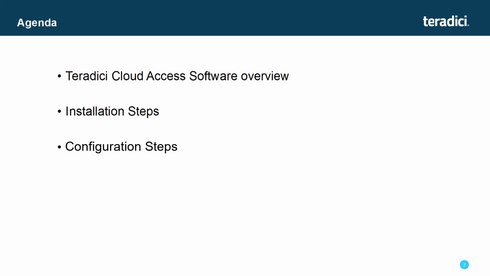Here is the agenda for this video. We'll go over what is Cloud Access Software and the high-level architecture of Cloud Access Software. We'll then go over the installation steps for Cloud Access Software on Linux. Finally, we'll cover how to configure and optimize Cloud Access Software.